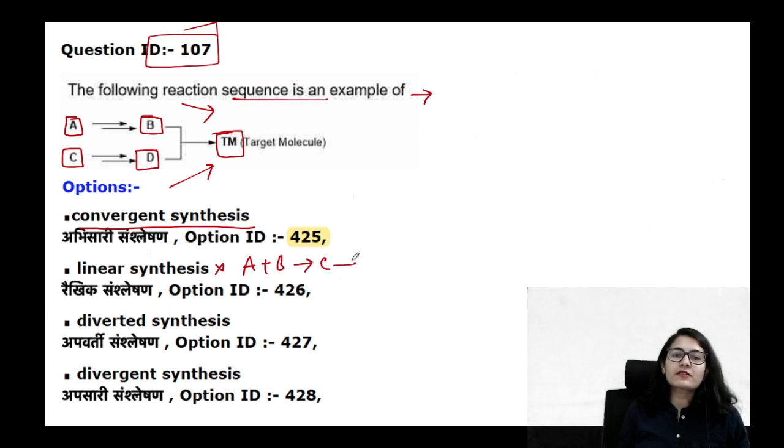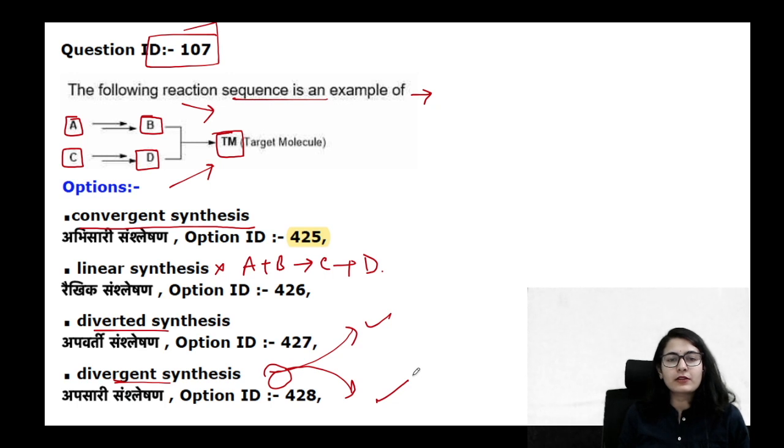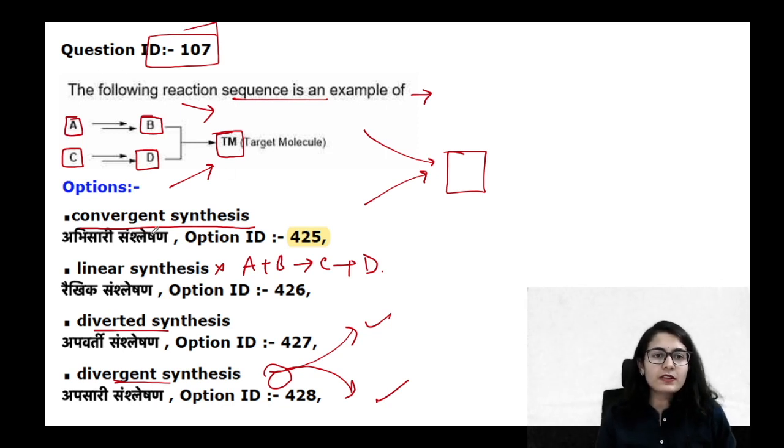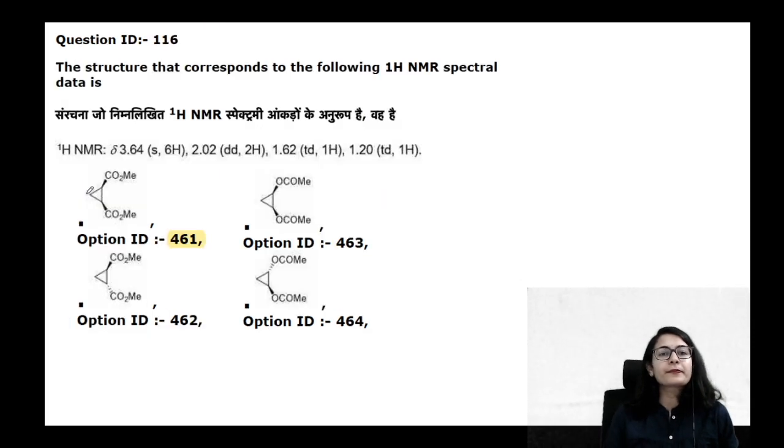Linear synthesis is what we do all the time. A plus B gives C plus D. Divergent synthesis is different. Divergent synthesis would be like this: from one molecule we are getting two different molecules, right? But this is convergent, because from two different sources we are creating our target molecule, and these two sources we have got from other sources, right? So this is convergent synthesis, absolutely without any doubt.